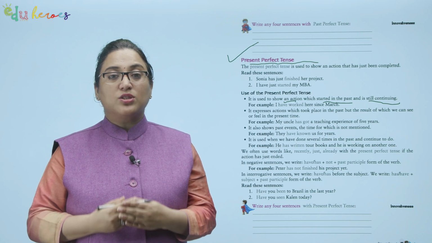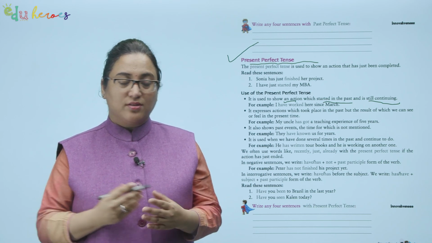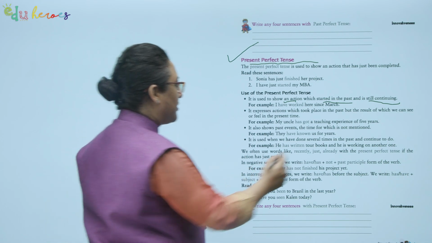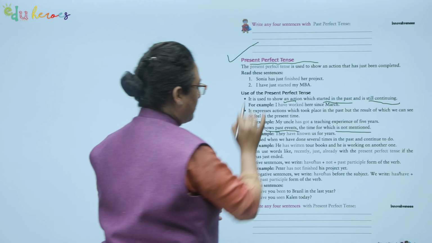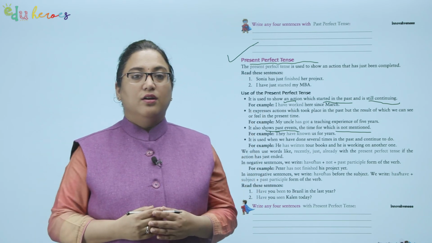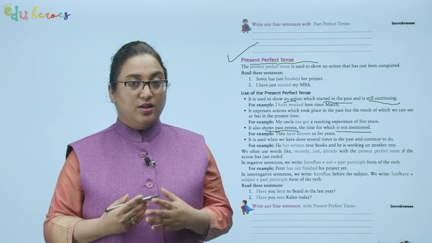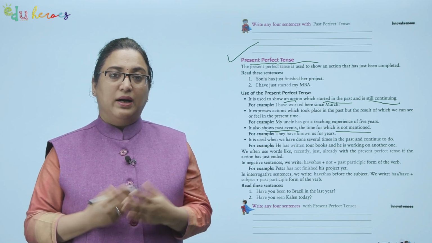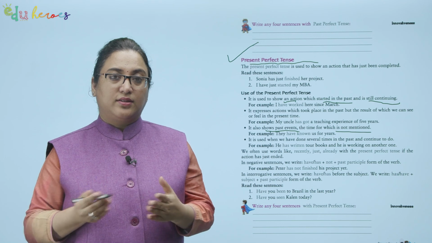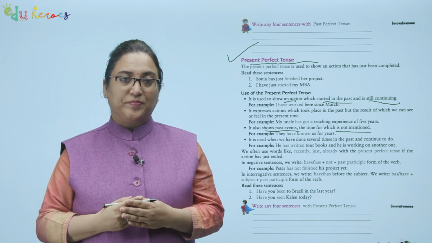It also shows past events, the time for which is not mentioned. So here the time is unknown, but it is a past event. For example, they have known us for years. We don't know exactly in which year, for how many years, but we come to know that this has happened in past. Knowing each other.